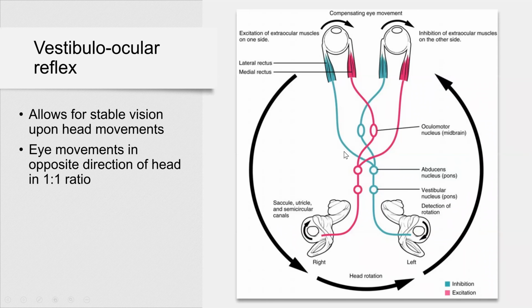But some of these fibers are actually motor fibers. Previously, we looked at sensory fibers, but some motor fibers move and innervate your eye muscles, like the lateral rectus and medial rectus shown over here, and they either inhibit or excite those muscles, and those muscles move your eyeballs in a direction opposite to the direction of your head.